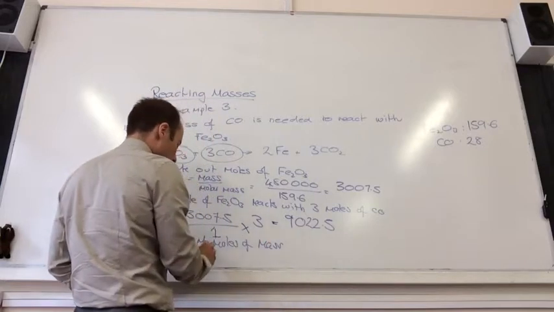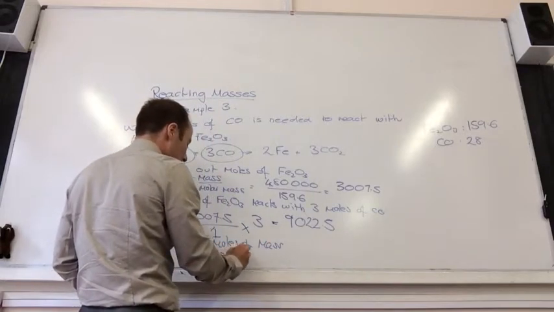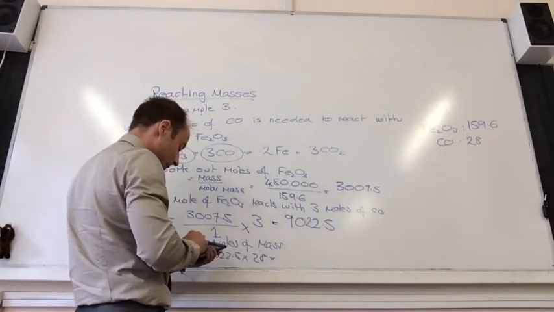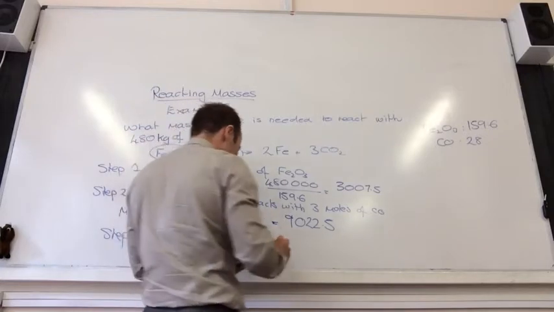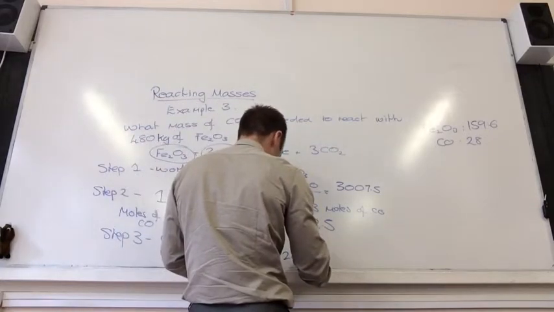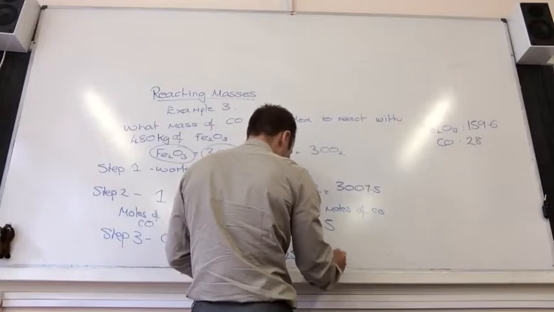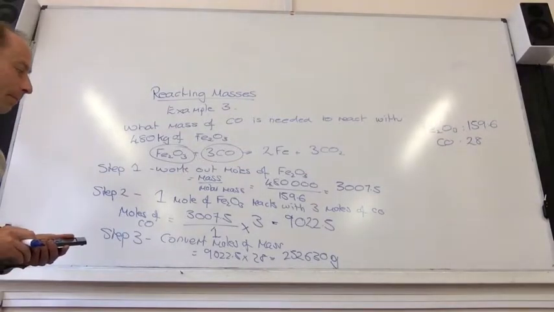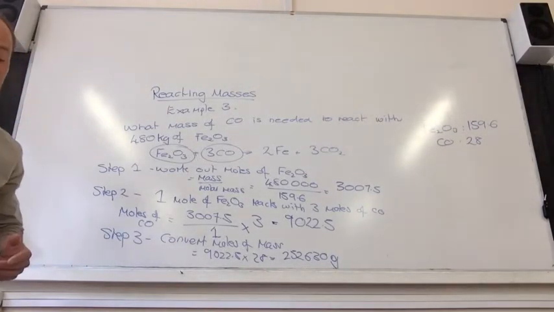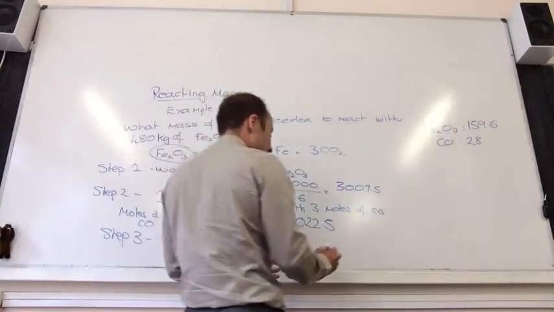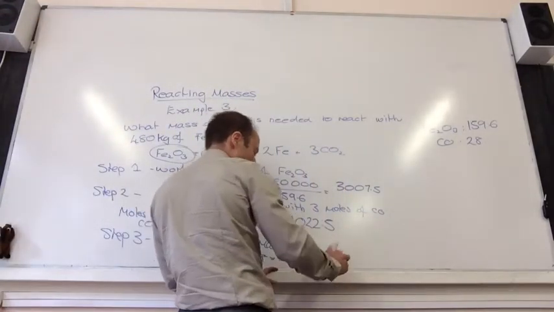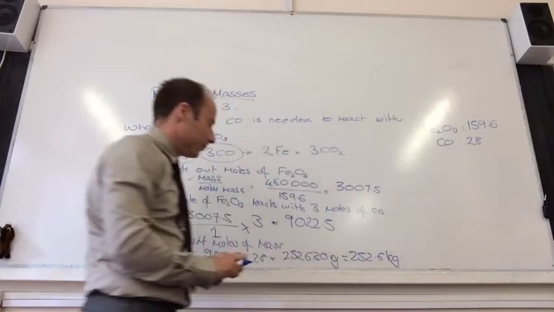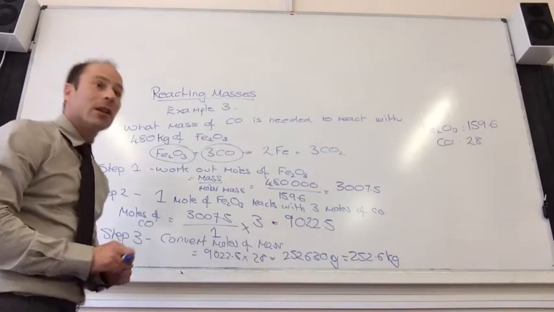which is equal to 9,022.5 times the molar mass of carbon monoxide, which is 28, times that by 28, that gives me 252,630 grams. If I wanted to tidy that up and put that into kilograms, that's quite a lot. I would say 252.6 kilograms. Is that all right for everybody?